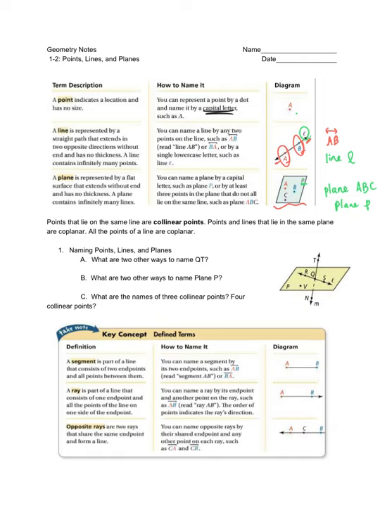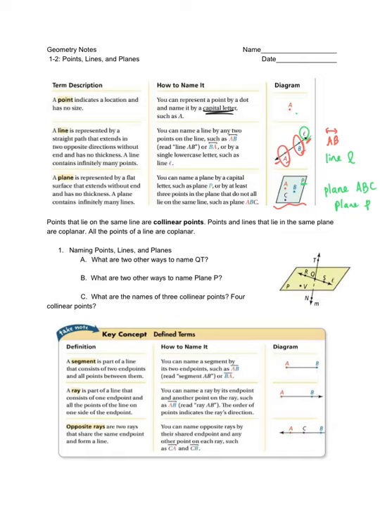So let's go ahead and take a look at number 1 here. It says points that lie on the same line are collinear points. So that's just a little statement there. Points and lines that lie in the same plane are coplanar. All the points of a line are coplanar. So moving on to number 1.